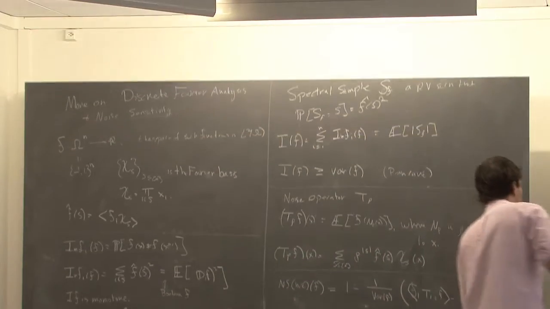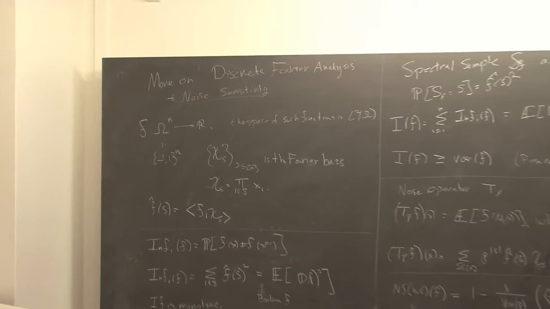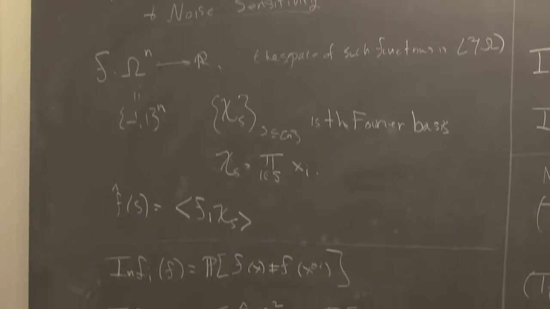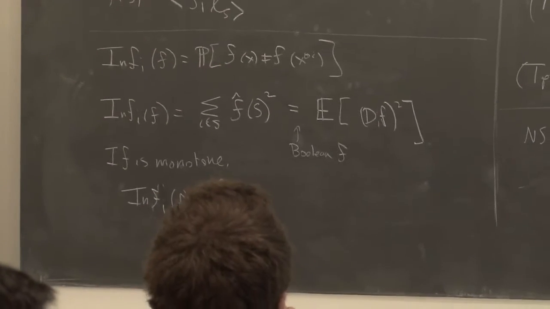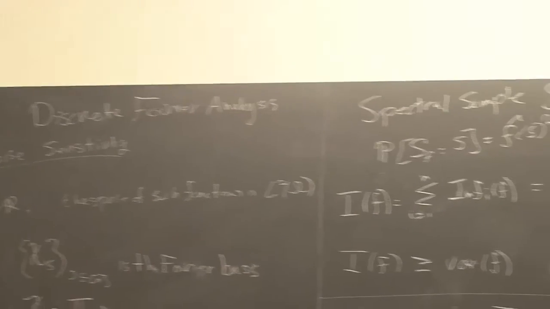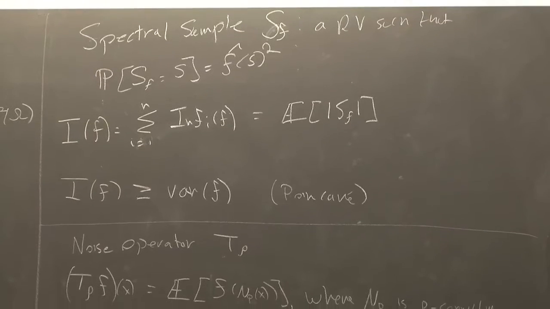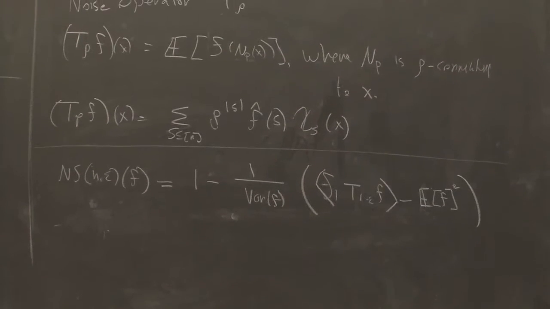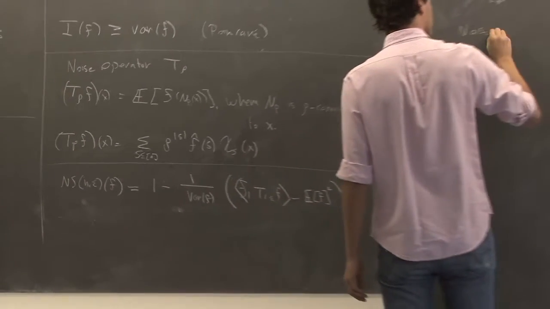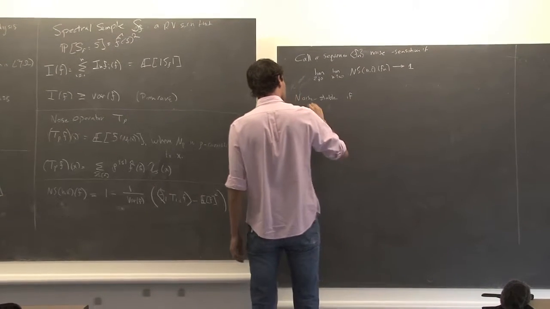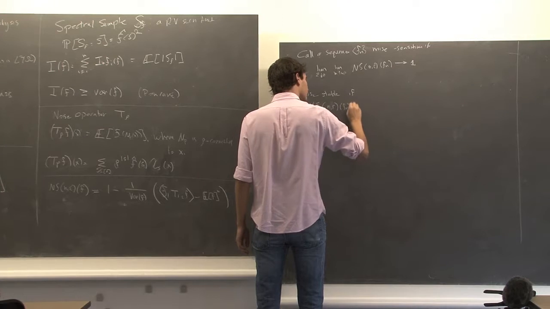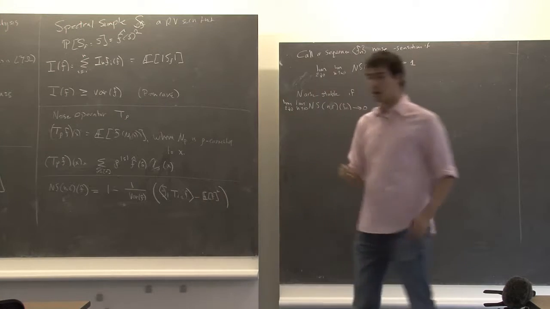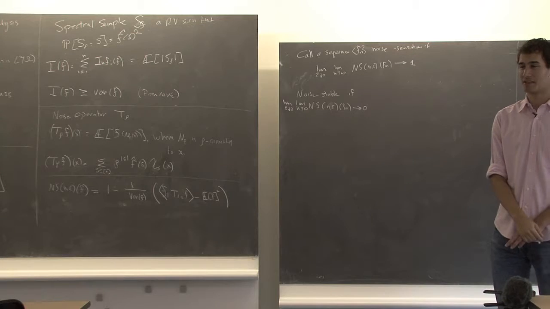And I guess I'll do it over here. Noise sensitive, if this goes to 1, that is, asymptotically decoupled, when we take the limit first in n and then in epsilon, that's up to infinity. Noise stable. Okay, I think I just did in 10 minutes the entirety of last week's lecture.